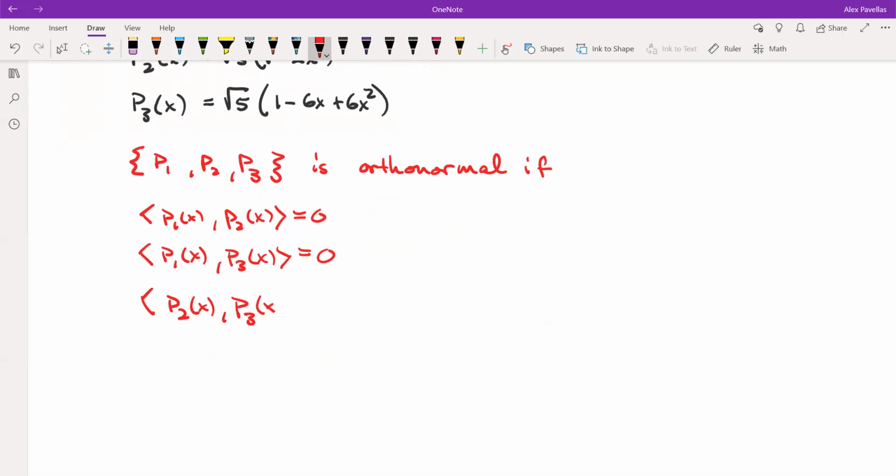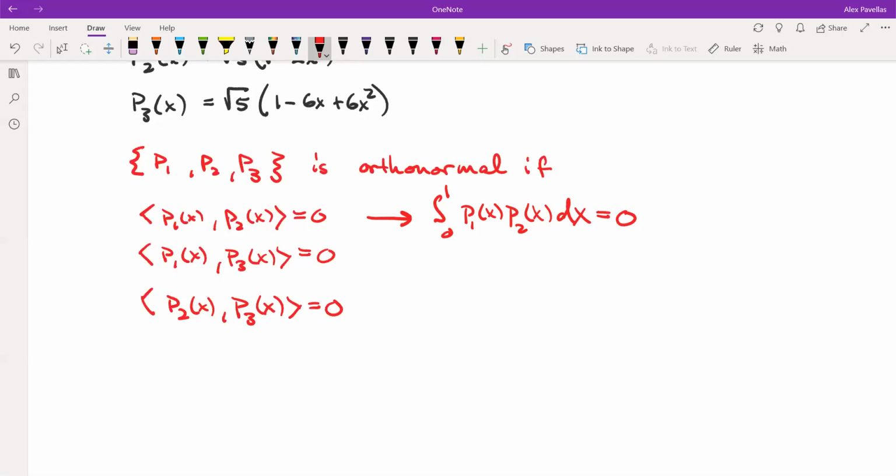I think for a lot of your homework problems, you don't have to check the unit length thing. So that's the ortho part of the orthonormal, right? They're all mutually perpendicular to one another. The way you'd actually do these is, for this one, it'd be the integral from 0 to 1 of P1 of x times P2 of x dx. So you'd multiply them, do the integral, and you should get 0. And then the same thing's true for the other two.